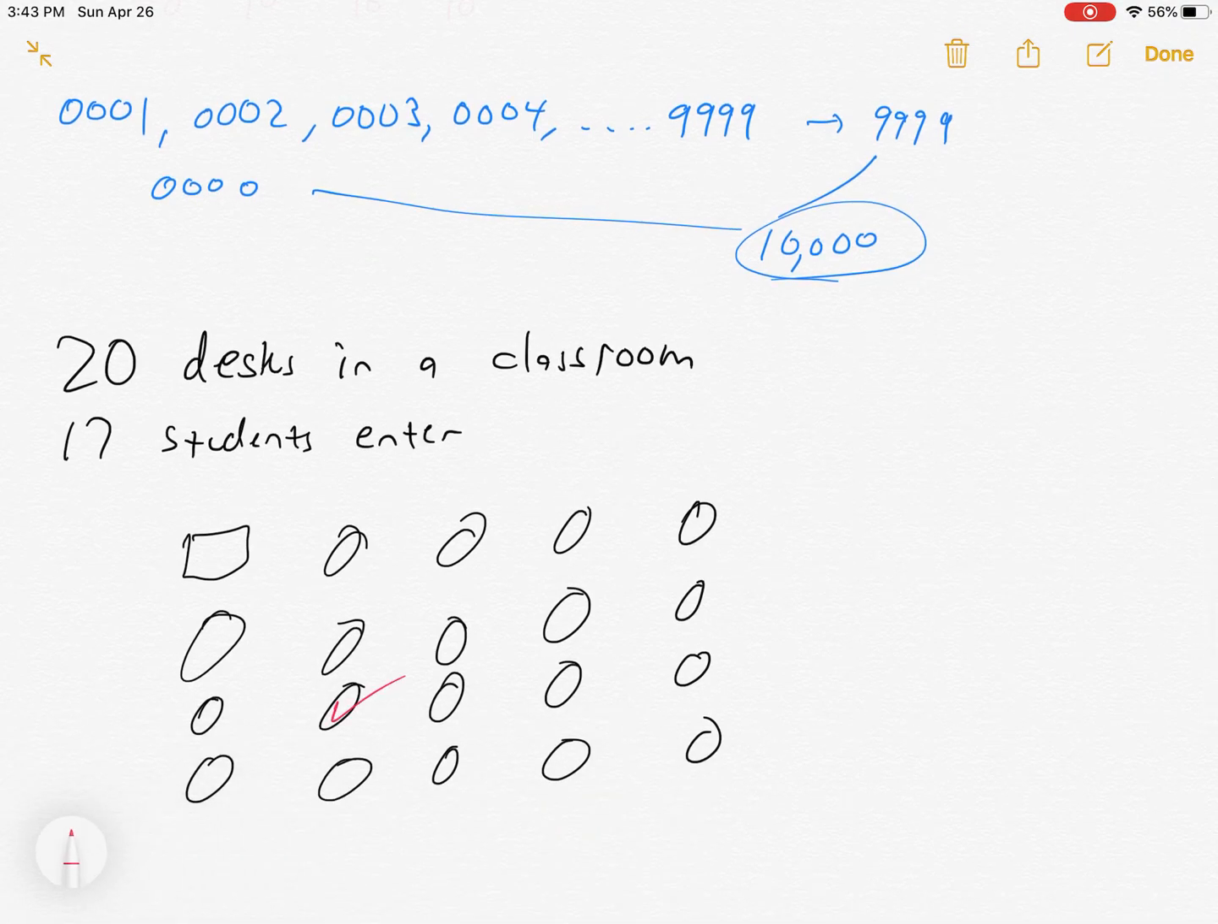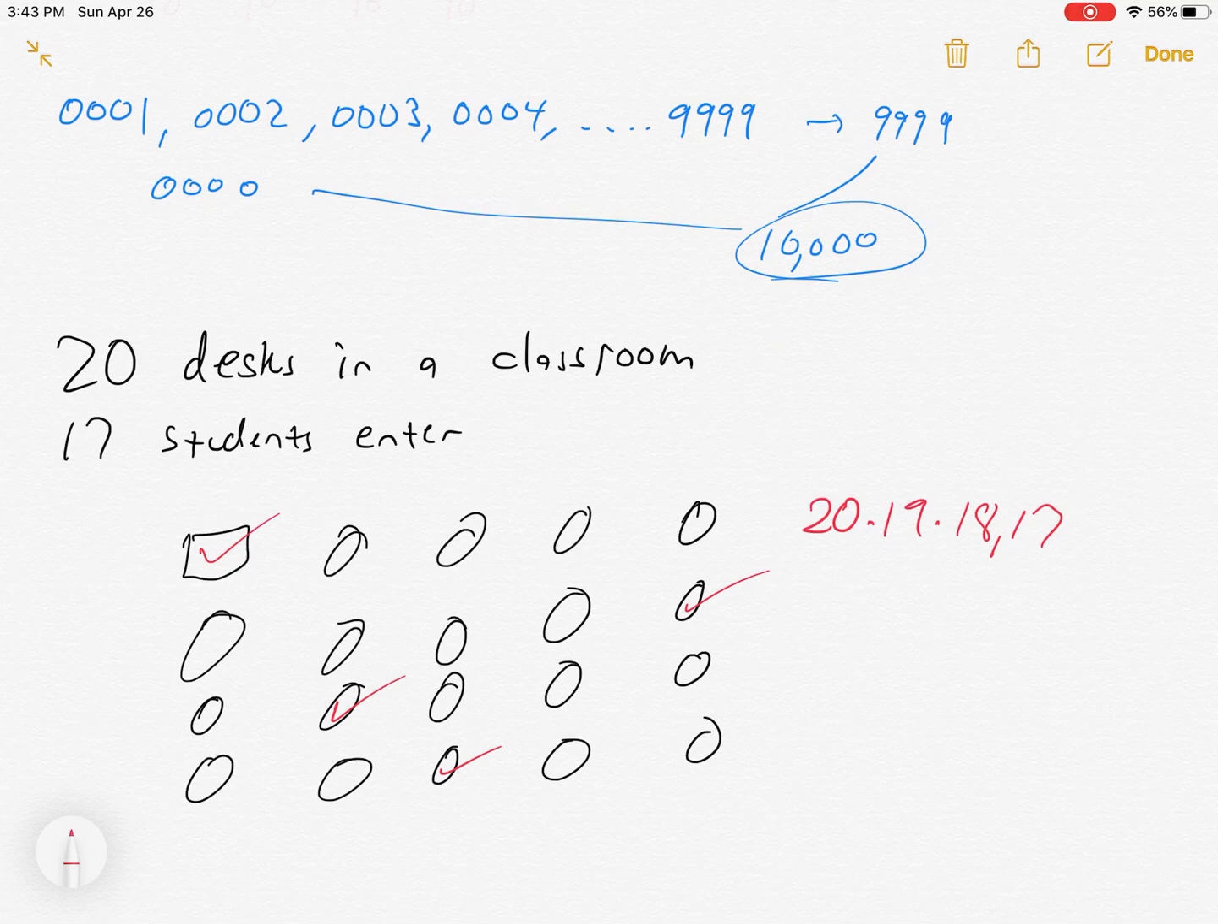I really don't want to draw 20 desks, so maybe I can do this, it's circular. The first student comes in. How many options of places to sit do they have? Student 1: 20, right? Let's say they sit there. So student 1 had 20 options. Student 2 comes in. Assuming they can't sit with student 1, they have 19 options.